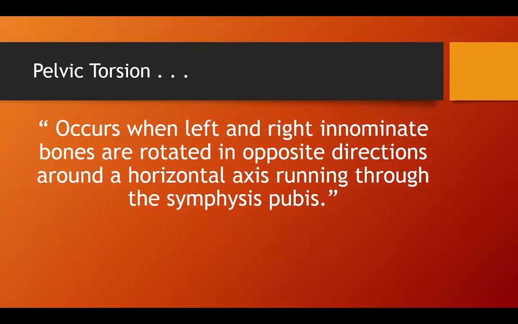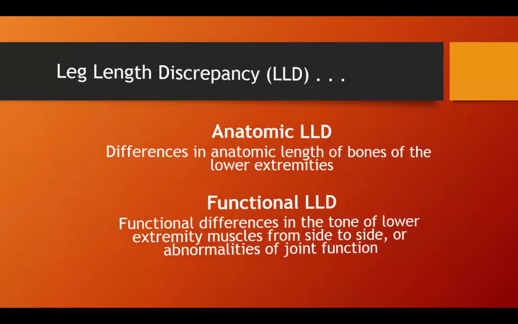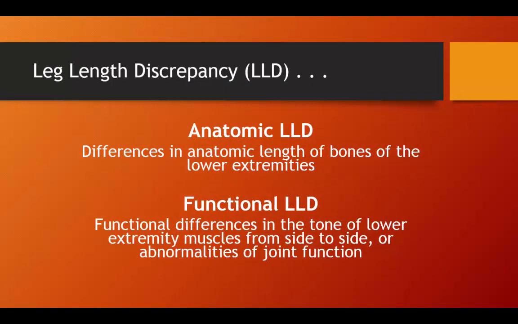So first, some definitions. Pelvic torsion or pelvic obliquity occurs when left and right innominate bones are rotated in opposite directions around a horizontal axis running through the symphysis pubis. Leg length deficiency or leg length discrepancy can be either anatomical or functional. An anatomical deficiency means differences in anatomic length of bones at the lower extremity. And functional LLD means functional differences in the tone of lower extremity muscles from side to side or abnormalities of joint function.